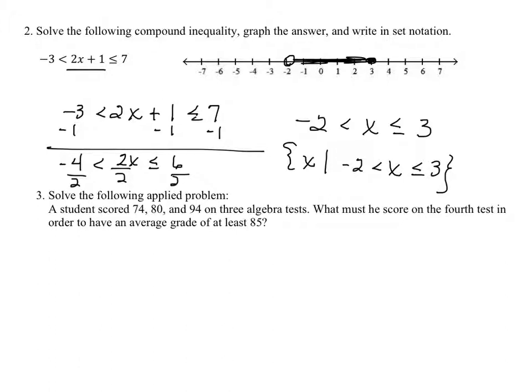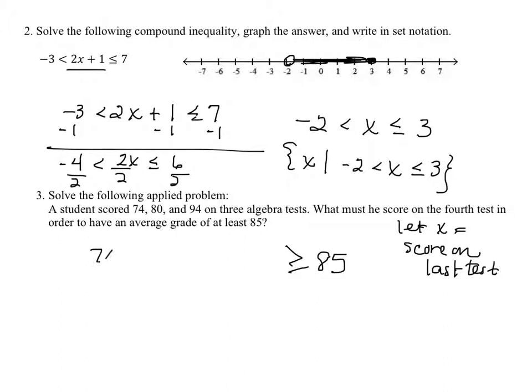And of course, we have to have a little mini application in here because they're so fun. A student scored 74, 80, 94 on 3 algebra tests. What must he score on the 4th test in order to have an average grade of at least an 85? At least means I want to be greater than or equal to 85. So how do we average things? Let x equal the score on last test. The 4th test. You know what I'm saying.